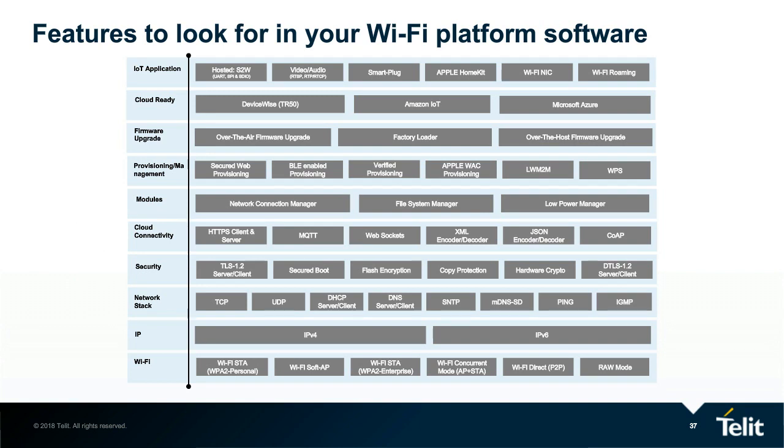As you can see, it ranges all the way from the Wi-Fi layer to the IoT application. In Wi-Fi, it does support station mode and soft AP mode, which is an access point mode. It supports enterprise security, personal security, and Wi-Fi concurrent mode, which means the device can operate in access point mode and station mode simultaneously. It supports Wi-Fi Direct, roam mode, and various other schemes.